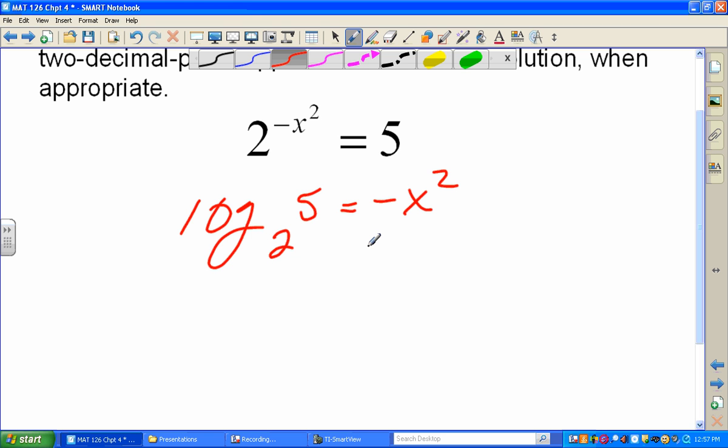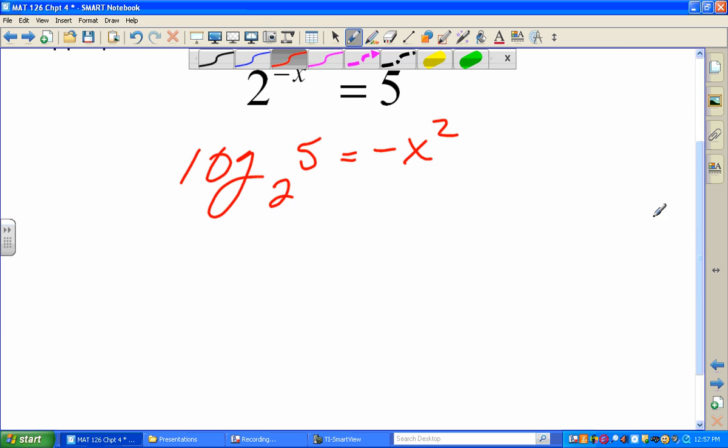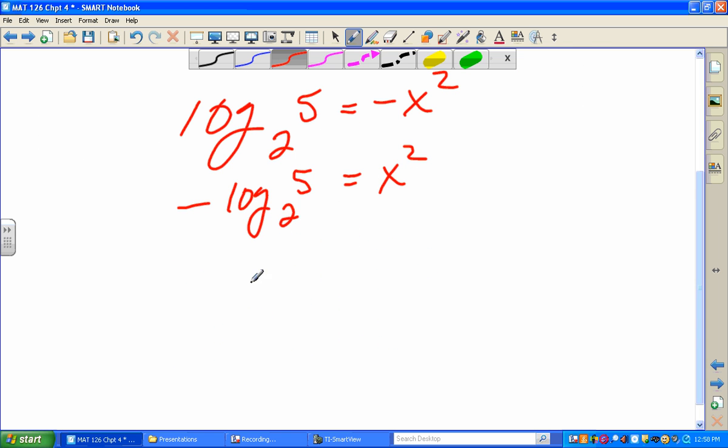Well, logarithms equal exponents, don't they? Now take the negative. Use the calculator. And now, take the plus or the minus square root. It should be done.